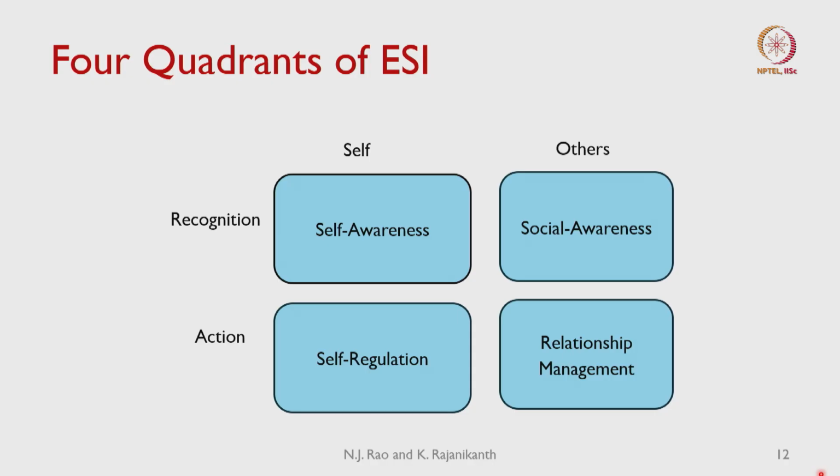the left side is self and right side is others. That is, every one of us, we need to be aware of ourselves, and we should be able to manage our own emotions or manage ourselves, and then we should also understand others, and we should also be able to effectively interact with others. So that is why it is converted into 4 quadrants. One is self-awareness, the other is self-regulation. With others you talk about social awareness, and the other one is relationship management.